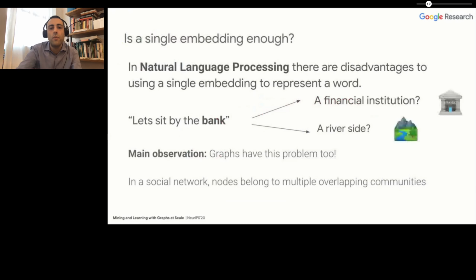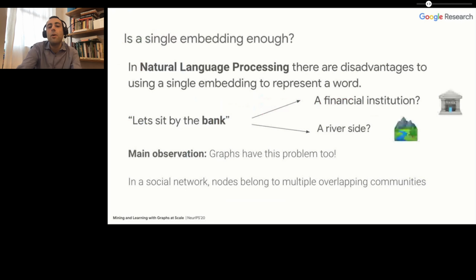But today, we're going to address the following question, which is: is a single embedding enough, as it is done in DeepWalk and in the vast majority of other embedding technologies? And the answer, as you can imagine, is that sometimes it's not enough. One intuition for this is that, as is well understood in natural language processing, sometimes a word may have different meanings. Like the word bank may mean both a financial institution and a riverside. So what we observe in our paper is that the same applies for graphs.